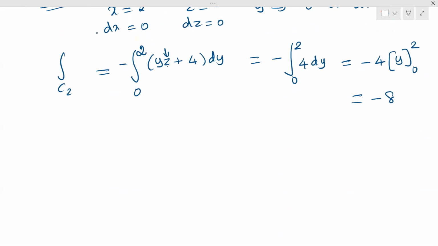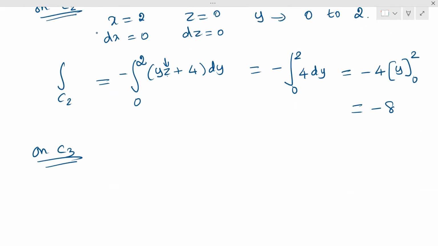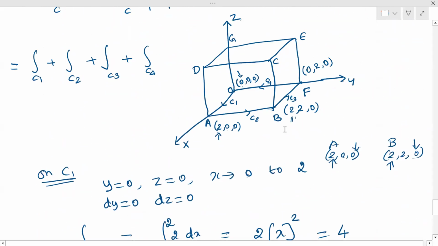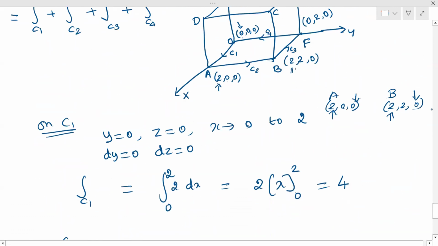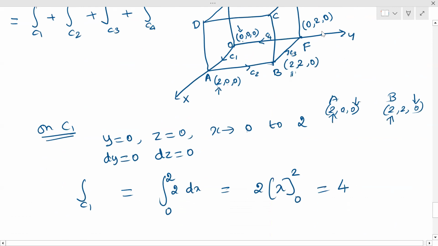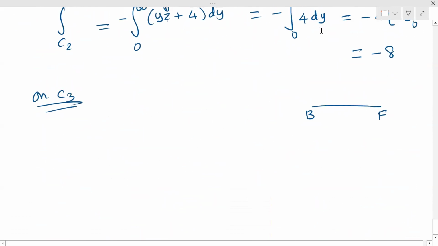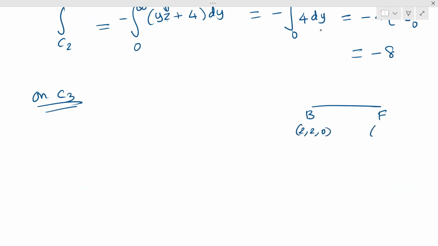Next we go to the another line C3. In the C3 is BF. C3 is the line, nothing but BF. What is the coordinates of B? B coordinates is 2, 2, 0 and F coordinates is 0, 2, 0.